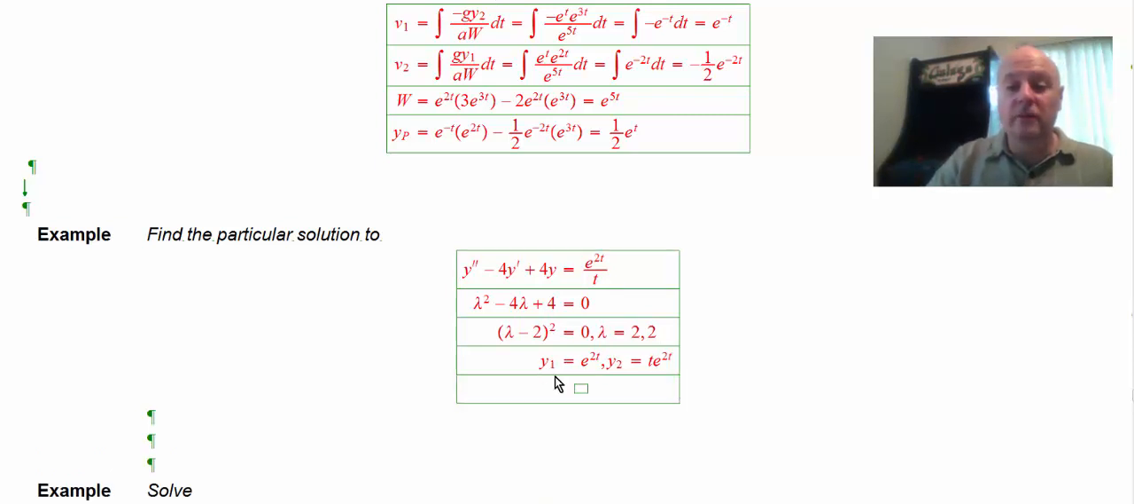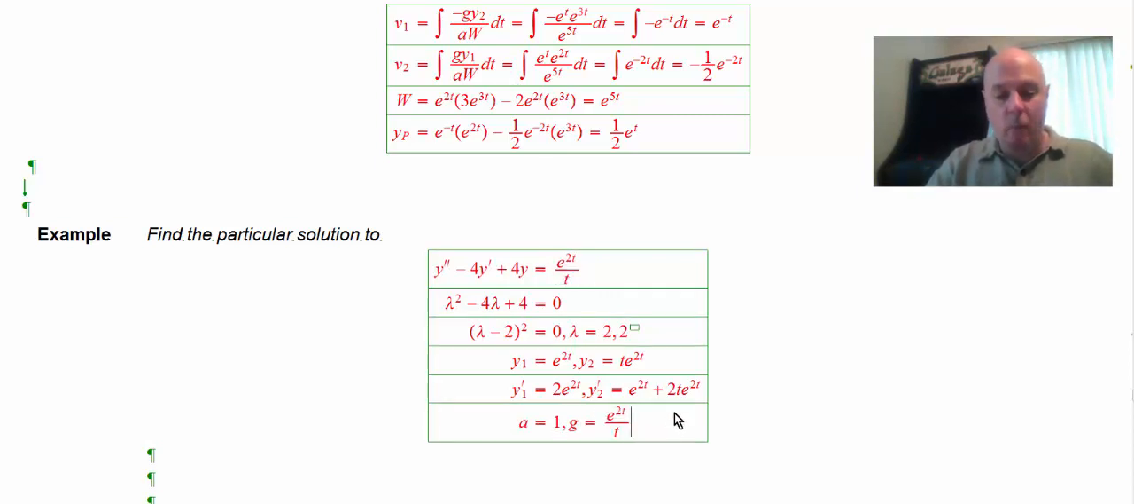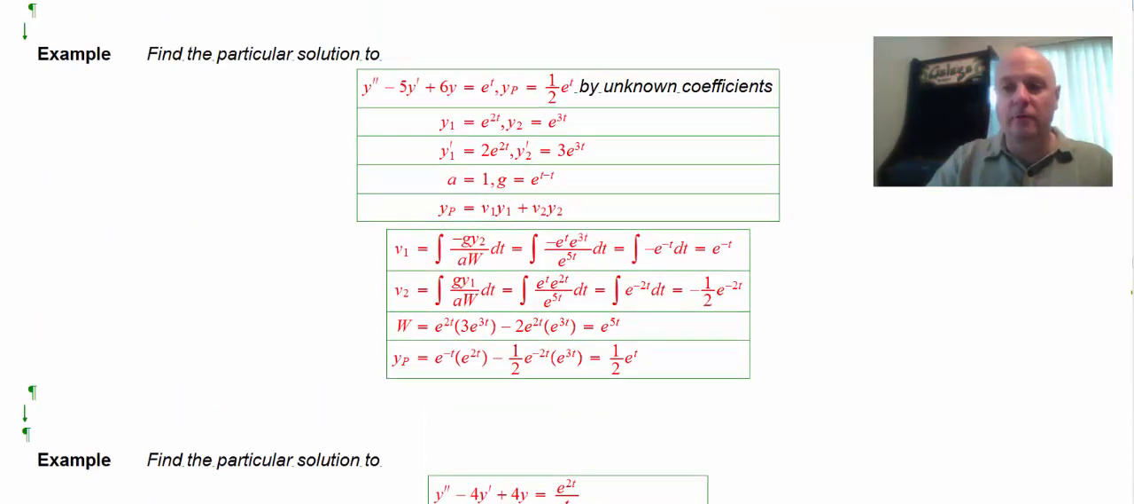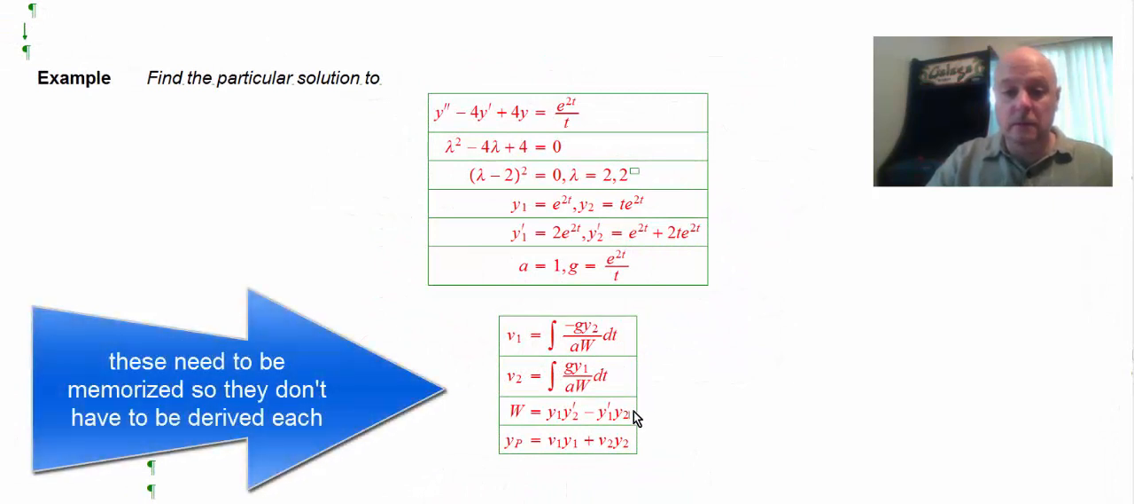So I need those two pieces, and I need their derivatives. I've got the derivatives. I know that a is equal to 1 and g is equal to e to the 2t divided by t. Let's use the variation of parameters method. So what do I need? Let's get the Wronskian first.